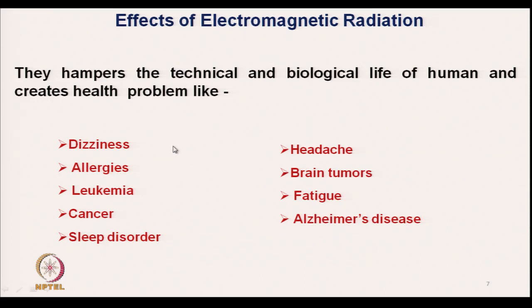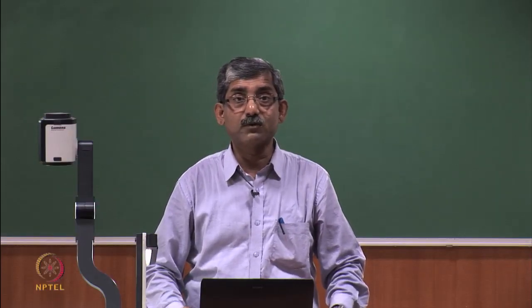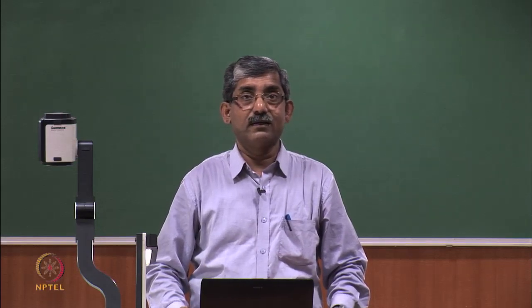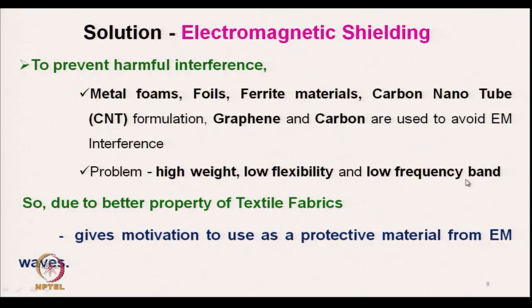The most common health problems due to electromagnetic radiations are dizziness, allergies, even leukemia, cancer, sleep disorder, headache, brain tumors, fatigue and Alzheimer's disease. These are the different types of problems which may be created due to electromagnetic radiation. So, what are the solutions? The best solution is to shield against all this electromagnetic radiation.